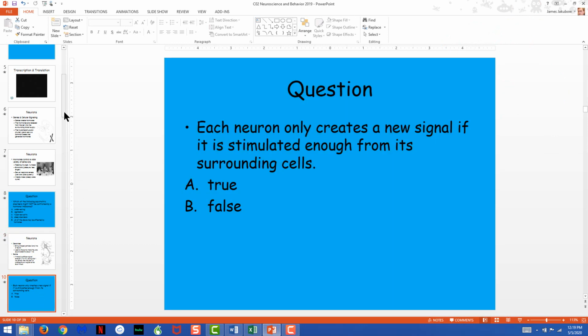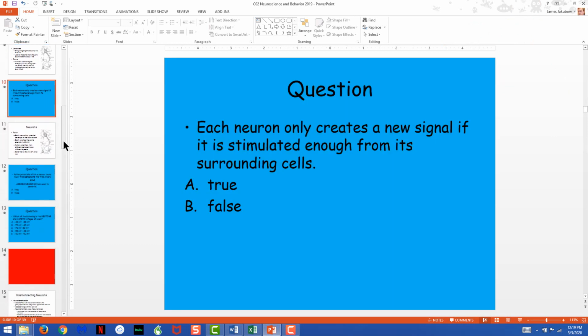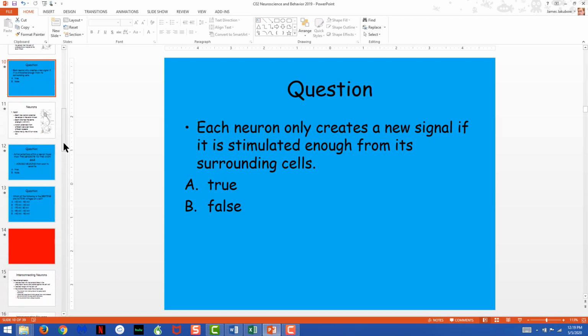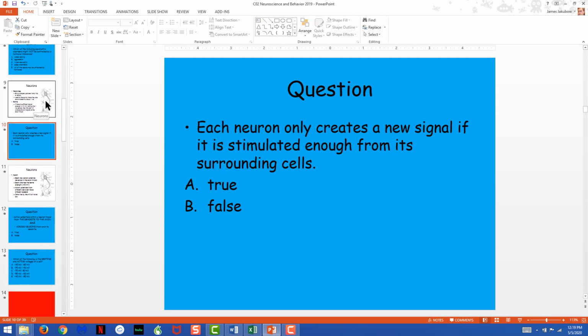Now let's take a look at a question here that's related to this activity. Each neuron only creates a new signal if it's stimulated enough from its surrounding cells. That is absolutely true. And in fact, to understand this a little bit better, what we'll do is take a look at this image again.